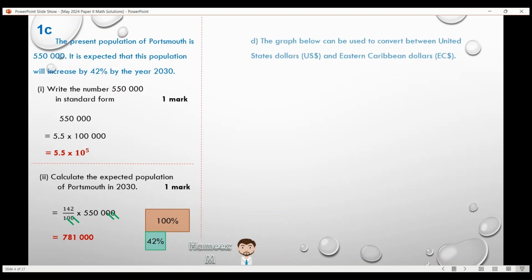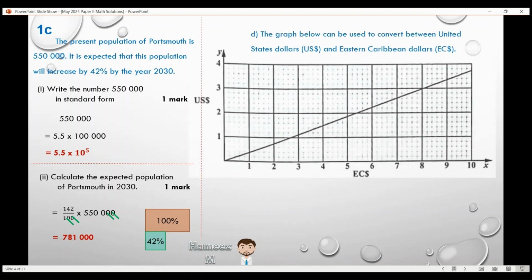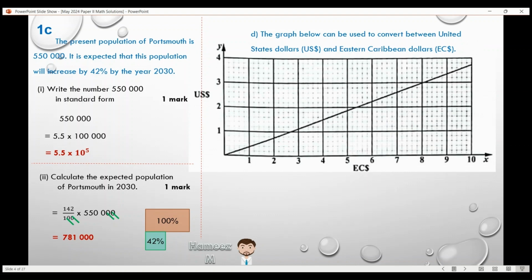Let's now go on to part D. The graph below can be used to convert between United States dollars, US, and Eastern Caribbean dollars, EC. So we have our graph. Using the graph in part 1, convert 2 US to EC.